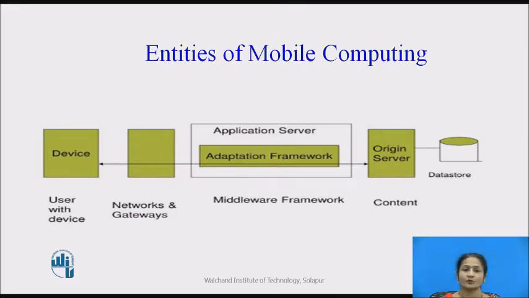The entities of mobile computing are devices, which are also called the user devices; the main heart of mobile computing, that is the network, and gateways; to connect between the contents and the network, a middleware; and next, contents, which can be anything. It may be voice, data or video. Now let us see what exactly these entities consist of.